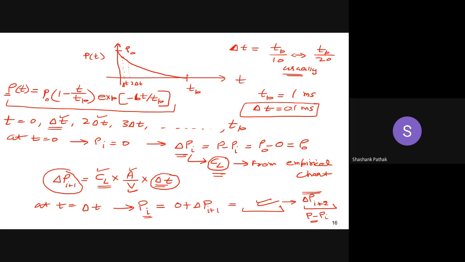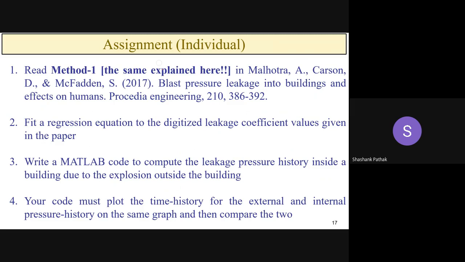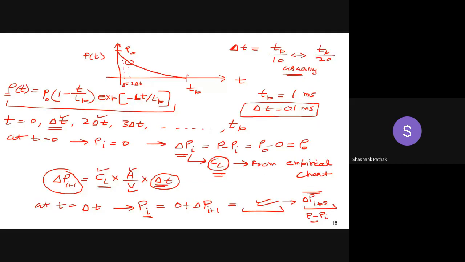So now in this pressure difference, we have to take this external pressure at T equal to 2 delta T, right? And we will put this PI that was computed in the last step. That's how we will get our next pressure difference, and then this cycle will continue and we will get some distribution, some profile of internal pressure inside the building. So this is pressure outside the building. This is the pressure profile inside the building. That's what we need to calculate now.